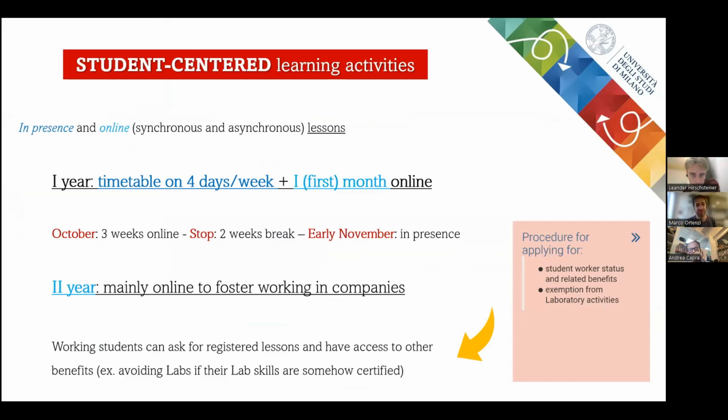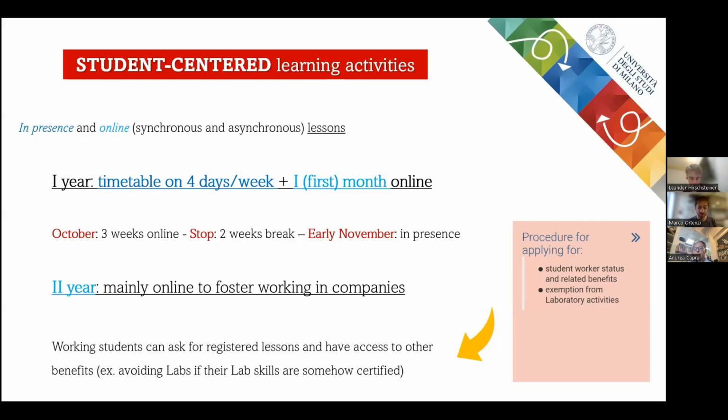And the first month is completely online. Usually October is online with synchronous and asynchronous lessons. Then there is a couple of weeks of stop between the end of October and the beginning of November. And then in early November, lessons start in presence. The second year is mainly online to foster working in companies, because as we will see quite soon, the internship to get the final master will be in a company.